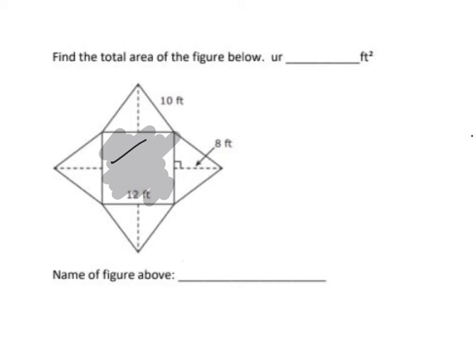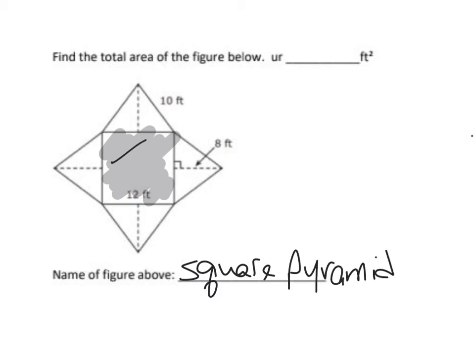So it's a square pyramid. Okay, so what we're going to do, we're going to see if we have all the sides. So do we have all the sides that we need? Well, think about it. If it's a square, that means this is going to be 12. This is 12. This is 12, right?